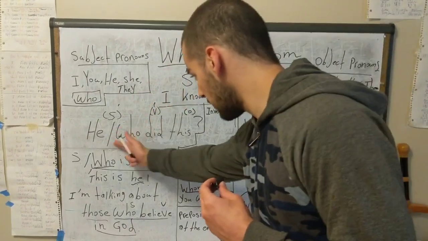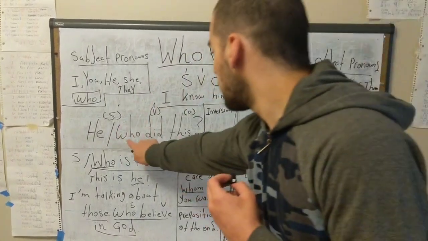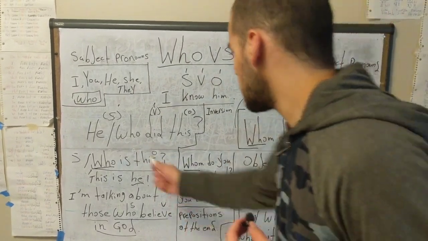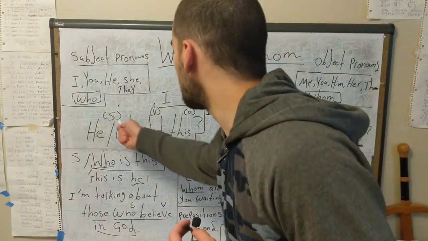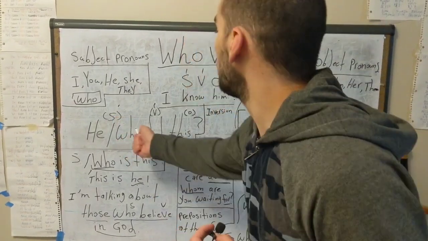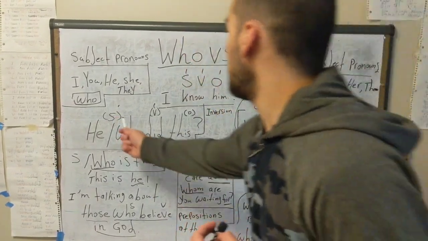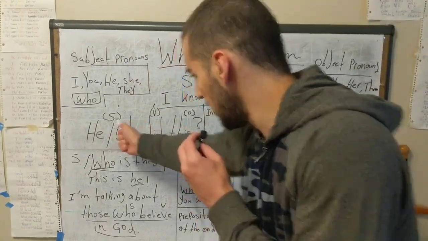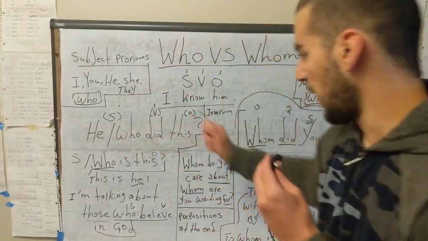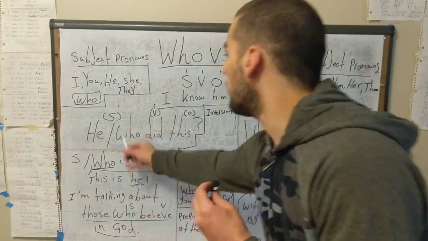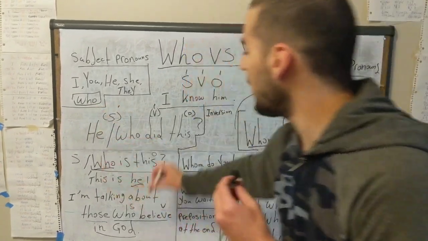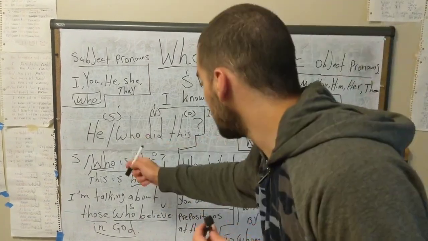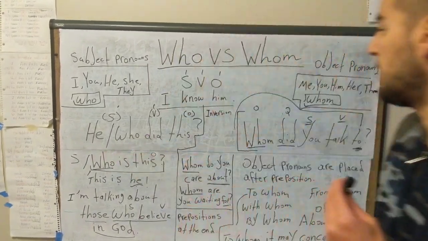Now, coming down here to this example, who did this? Why would you think it would be who did this? It is who did this because who is the subject. It belongs to the subject pronoun. Look at this sentence for a second, and you can see that it is subject, verb, object. The subject is who, just like he. If I replace who and say he did this, that makes sense. So it is who did this.